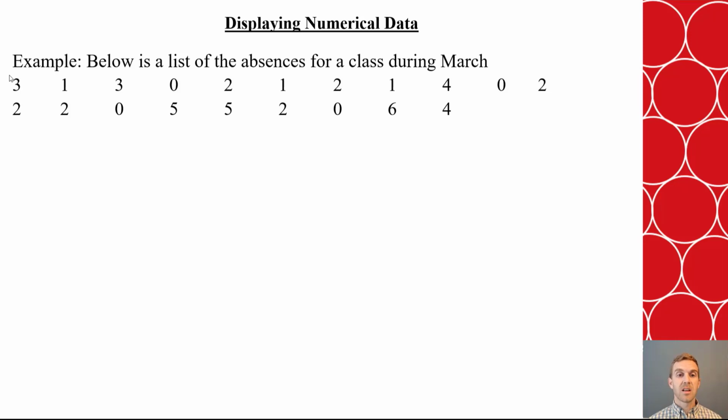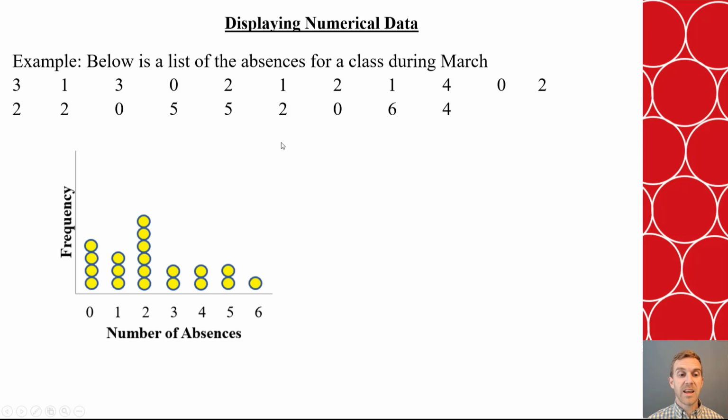Say we have the list of absences for class during March. And these are the different students and how many times they missed during that month. We can then take that data and put it into a dot plot and see that there were 4 students that had 0, 3 that had 1. We had 6 at 2, 2 at 3, 2 at 4, 2 at 5, and 1 at 6.